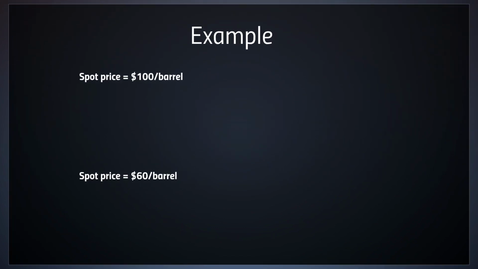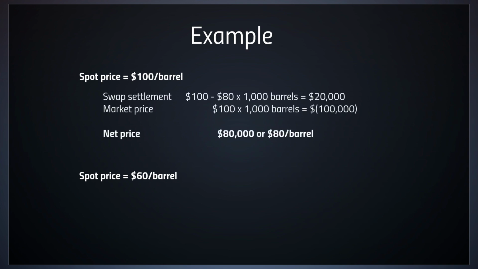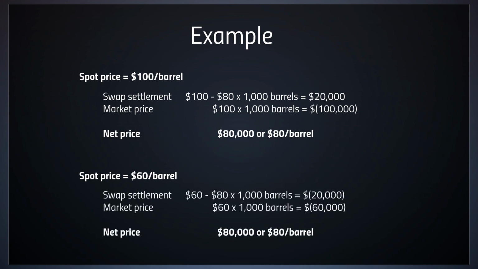If the spot or market price shoots up to $100 a barrel, our swap settlement will pay us $20,000. We'll receive $20,000. Now, we'll go out in the market and pay $100 a barrel, but we're going to offset that with the $20 a barrel that we're going to receive so that we're still paying $80 a barrel for our oil.